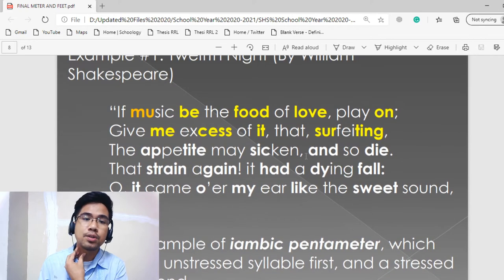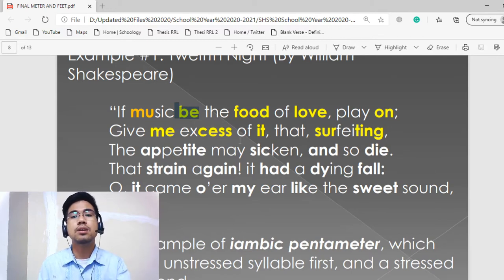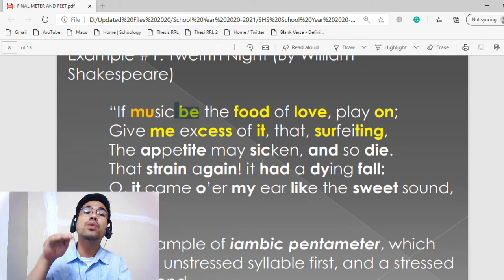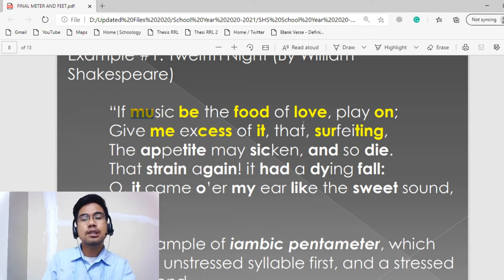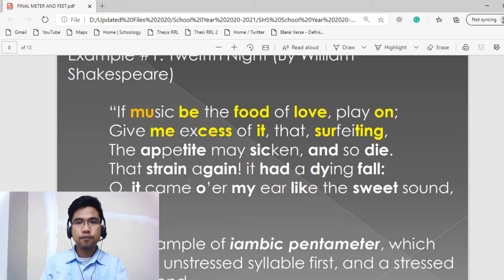As we describe the first sound patterns, all the syllables in yellow color signify stressed marks, meaning we are going to raise our intonation in this particular part so that we will see what is the rhythm of the sound pattern that we are looking at here. So if we are going to read this, again, raise our voice with these syllables that are in yellow color. If music be the food of love, play on. Again, if music be the food of love, play on.